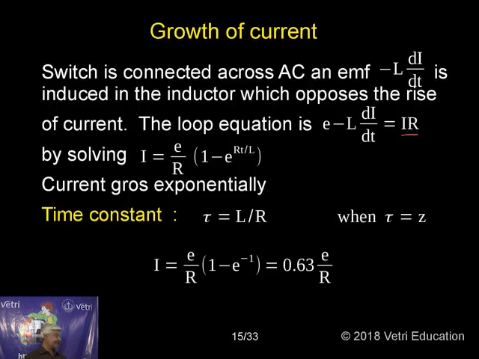What is the time constant? Time constant tau is equal to L by R. Therefore, I is equal to E by R into 1 minus e power minus 1, that is equal to 0.63 E by R. So we have to convert it into a logarithm value; the log 10 can be converted. This is a derivation, we need not bother about it. The time constant value tau is equal to L by R. When t is equal to tau, what happens? I is E by R into 1 minus e power minus 1, which is 0.63 E by R.